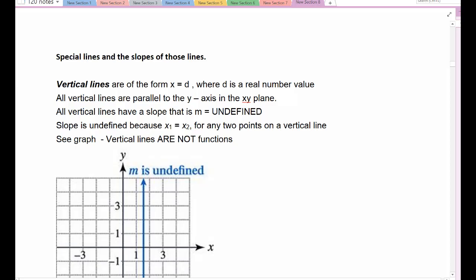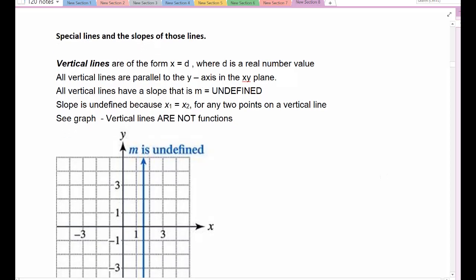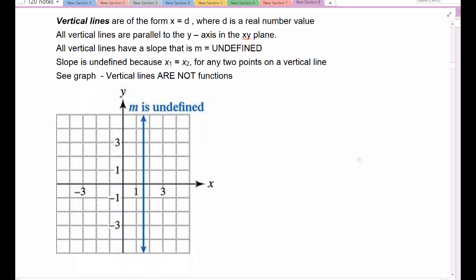Alright, so in this video, it's going to be a fairly short video, we're just going to look at linear functions, two special types of linear functions. The horizontal line and the vertical line. They have a very special type of slope and they're a very special type of line. So the first one, vertical lines.